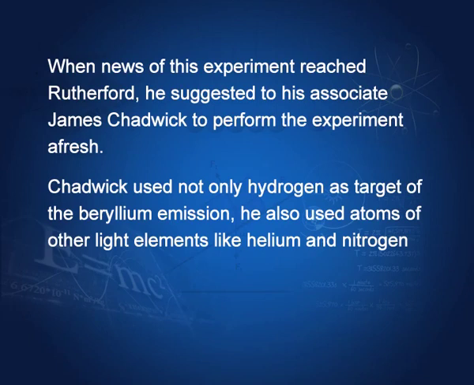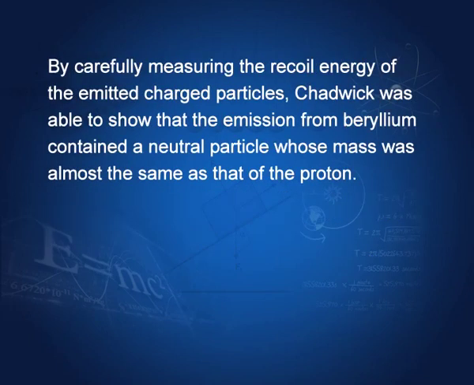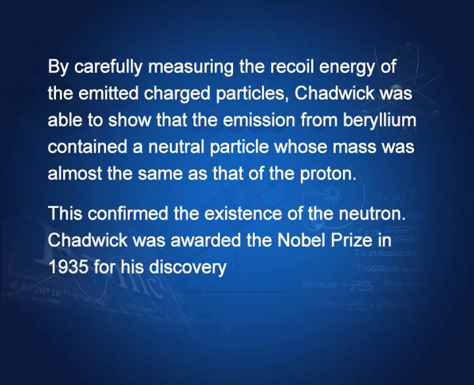Chadwick used not only hydrogen as a target of the beryllium emission, he also used atoms of other light elements like helium and nitrogen. By carefully measuring the recoil energy of the emitted charged particles, protons in this case, Chadwick was able to show that the emission from beryllium contains a neutral particle whose mass is almost the same as that of the proton. This confirmed the existence of the neutron, and Chadwick was awarded the Nobel Prize in 1935 for this discovery. What was his apparatus?